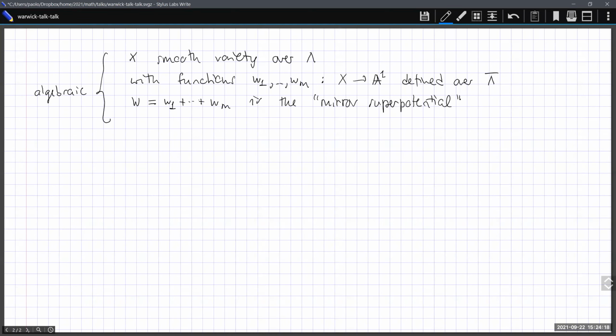If you look at the mirror of, say, projective space, then on the symplectic side you take projective space with the usual toric anticanonical divisor. Then the mirror superpotential has one term for each irreducible component of that anticanonical divisor.